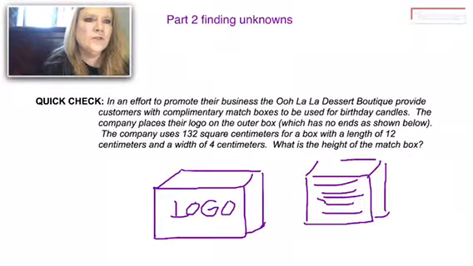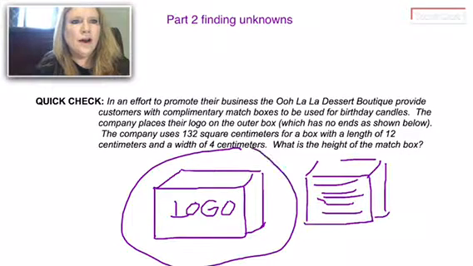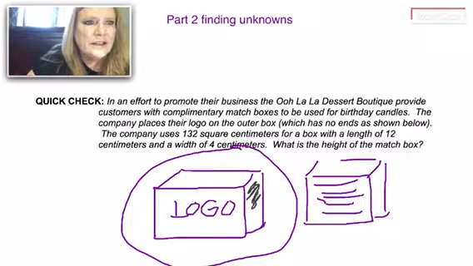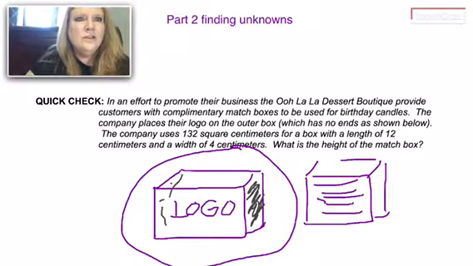So I've tried to draw this for you. Here is the box that we're concerned with. It's this logo box. Over here to the right, these are the matches that go inside there. So if you can picture this, this is empty. There's nothing here. On the other side, those are just empty sides so they can slide the matchboxes in there. So the company places their logo on the outer box that has no ends, and they use 132 square centimeters for this logo box right here.